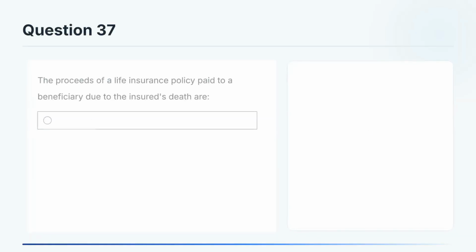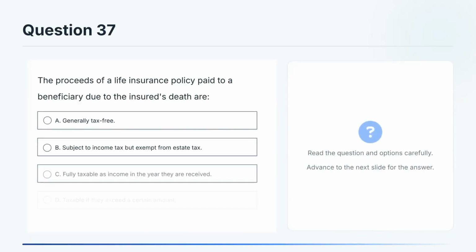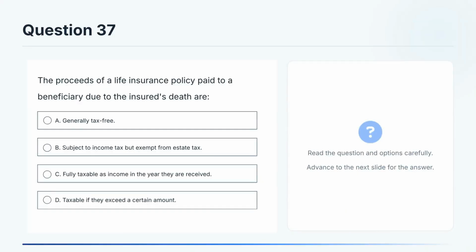Question 37. The proceeds of a life insurance policy paid to a beneficiary due to the insured's death are A. Generally tax-free. B. Subject to income tax but exempt from estate tax. C. Fully taxable as income in the year they are received. D. Taxable if they exceed a certain amount.